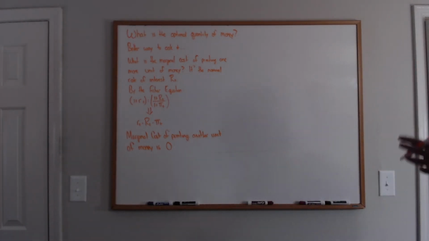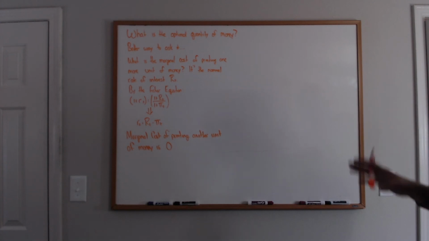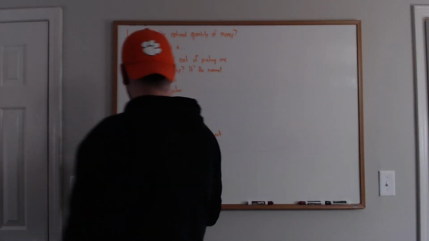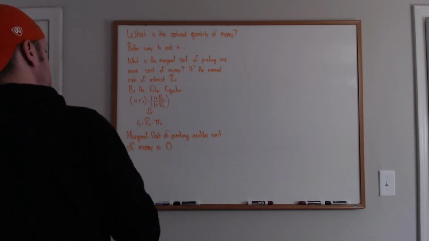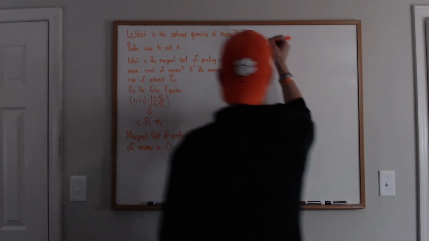Now, Friedman argues, and I agree with Friedman on this, that in this particular case, the optimal quantity of money is achieved when the price is equal to the marginal cost.